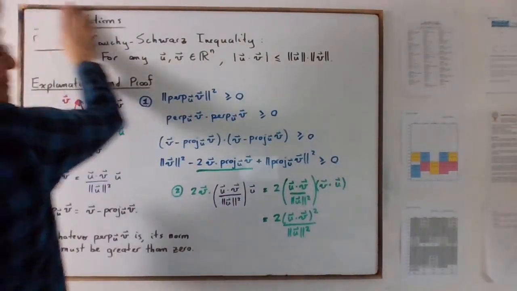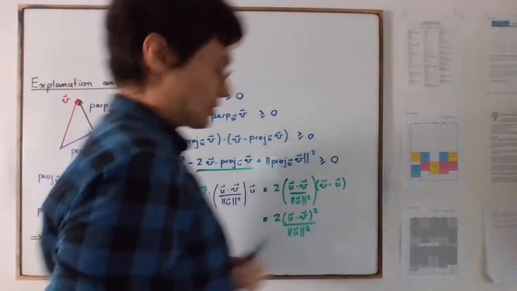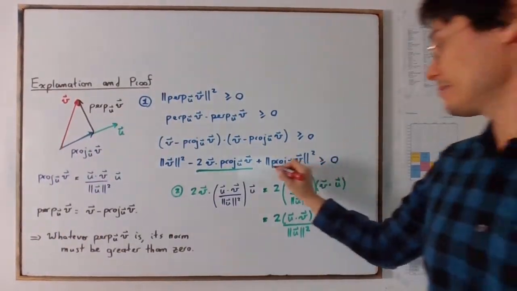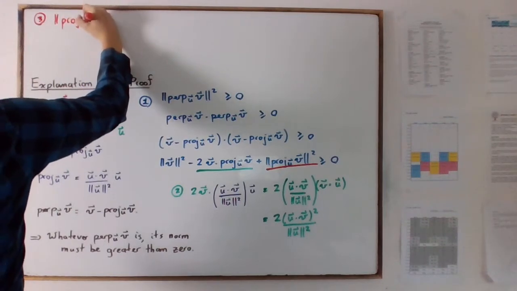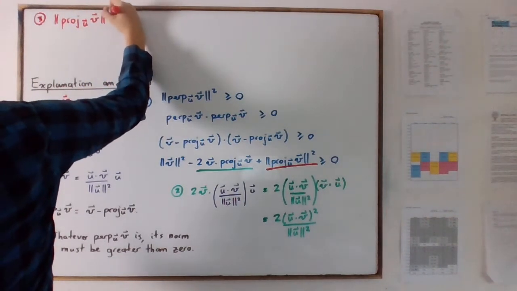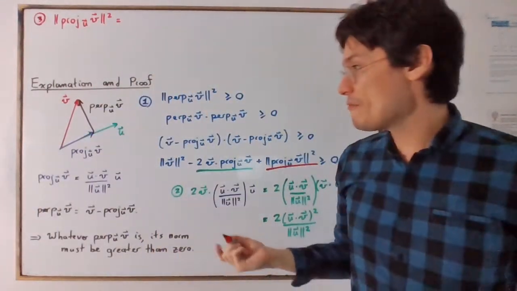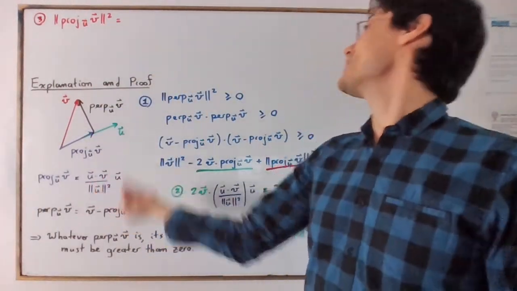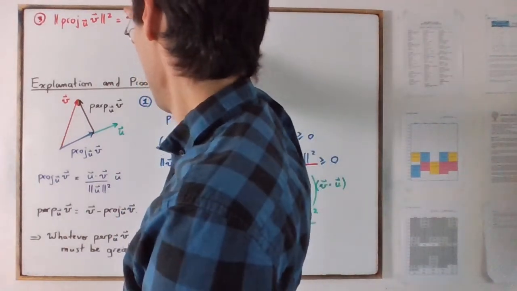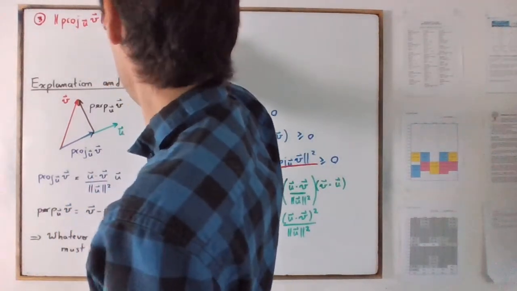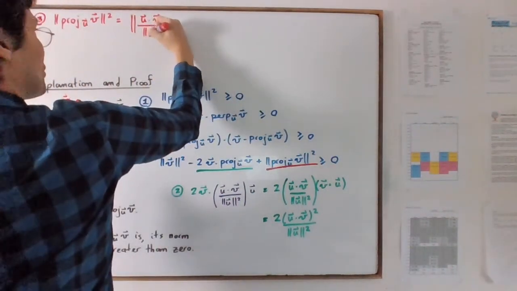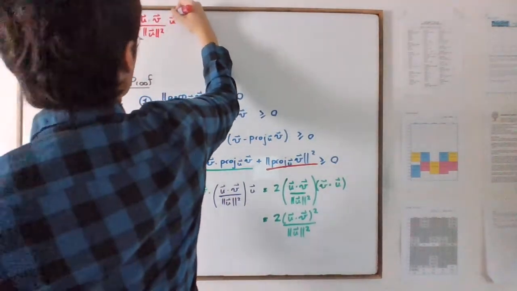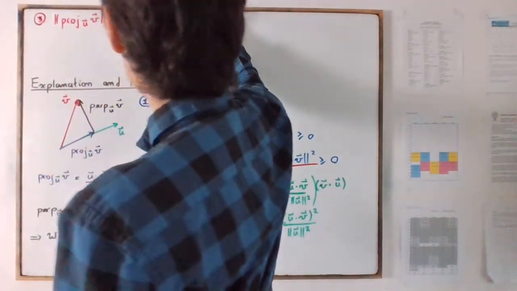Number 3. So now we're going to focus on this guy. And we're going to compute it. So projection of v on u, all of it squared. So obviously we're dot producting this with itself. Or we can actually go faster. We can go directly. Okay, so that's going to be the norm, like over the norm of u squared times u. Okay, and that's going to be squared.